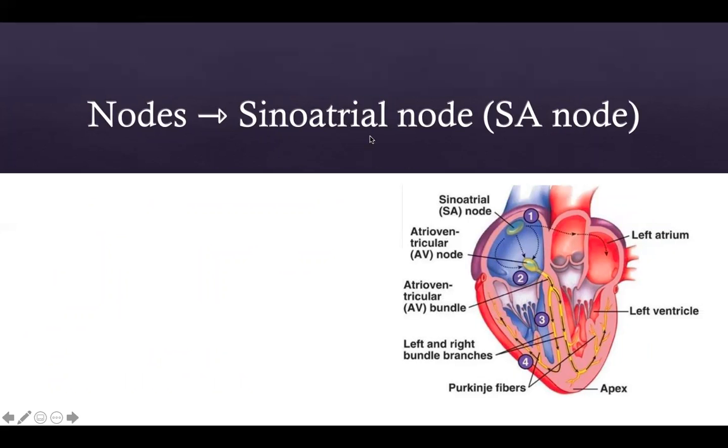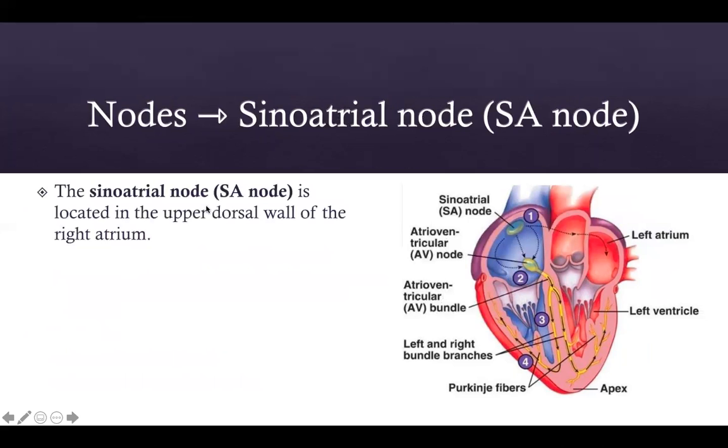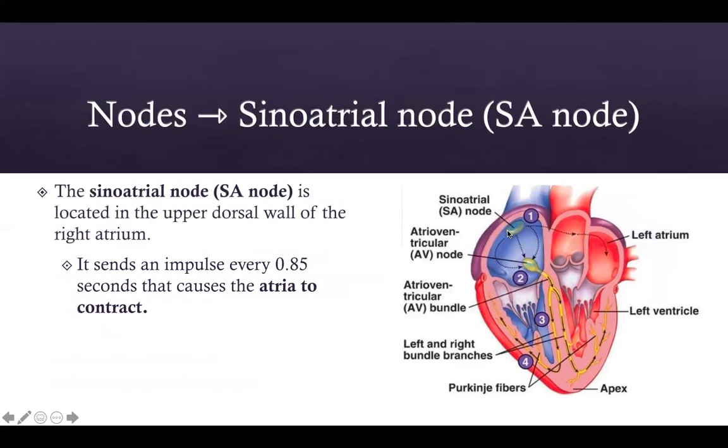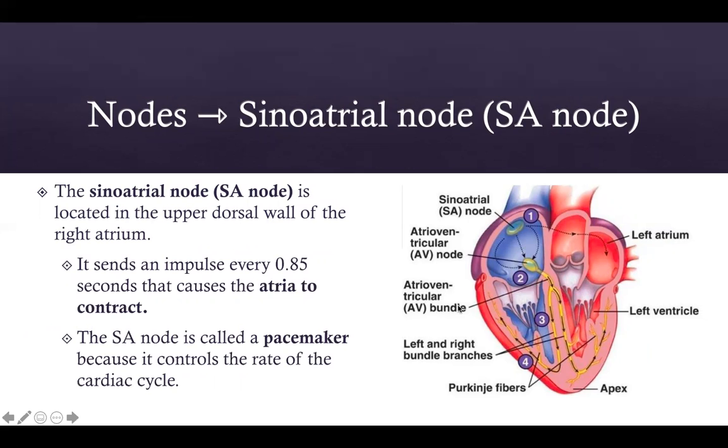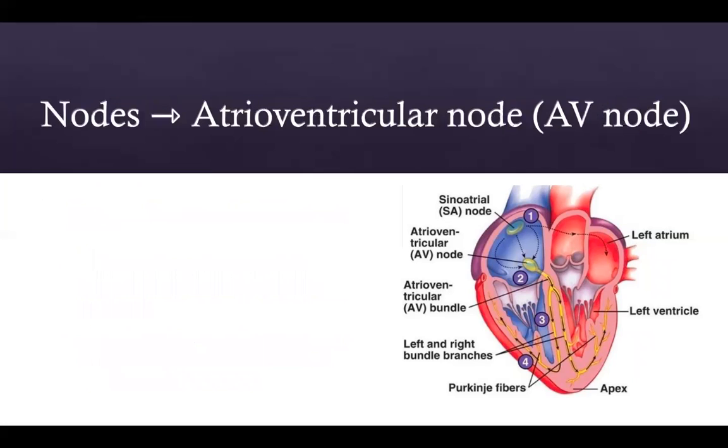Our sinoatrial node, or SA node, is located on the upper dorsal wall of the right atrium. It sends an impulse every 0.85 seconds that causes the atria to contract. Note I didn't write atrium: it doesn't just cause the right atrium to contract, but it causes the whole upper portion of the heart to contract. The SA node is also called the pacemaker because it controls the rate of the cardiac cycle. It initiates that impulse.